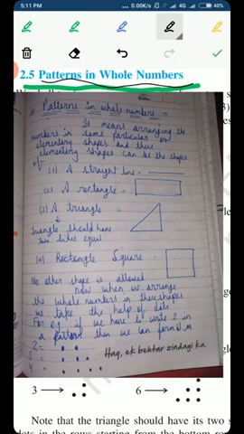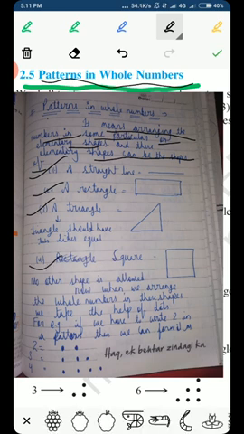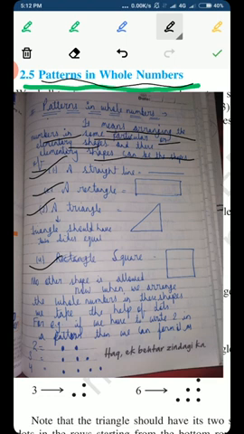By pattern in whole numbers, I mean arranging the numbers in some particular elementary shapes, and these elementary shapes can be the shapes of a straight line, a rectangle, a triangle, and a square. The patterns, the shapes we are talking about, are these 4 particular shapes. There cannot be any other shape in which you can express the whole number. Only these 4 shapes can we use to express whole numbers.